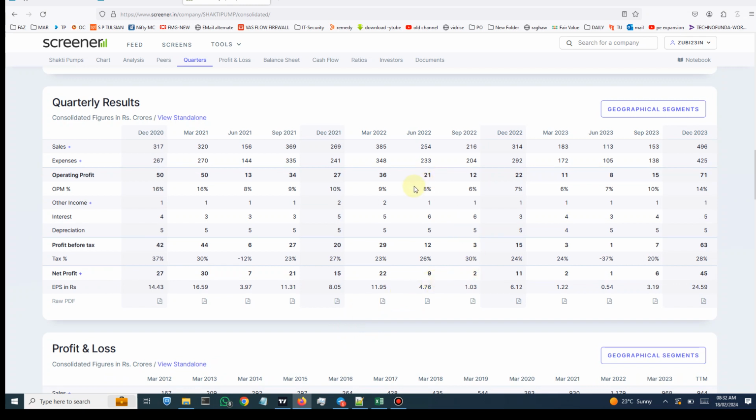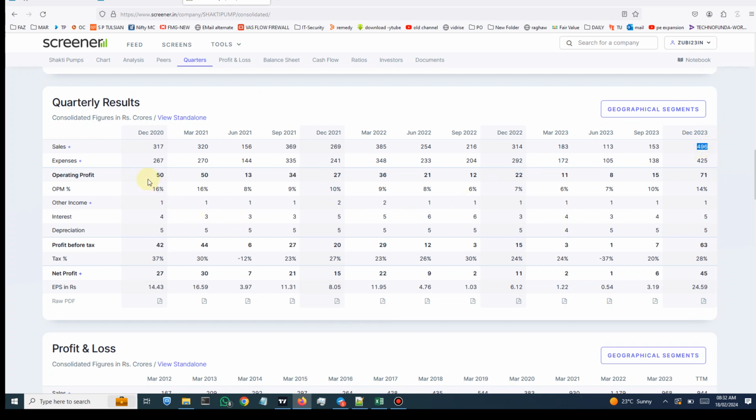Well, if you see here, let's consider this from December 2020. If you see here, the sales have been in the range of 300, and they used to fluctuate from 300 to 200 and then 100 something. But this time, if you see, the sales have dramatically increased, and they have posted the lifetime high sales of around 496 crores. So the sales are at a peak this time.